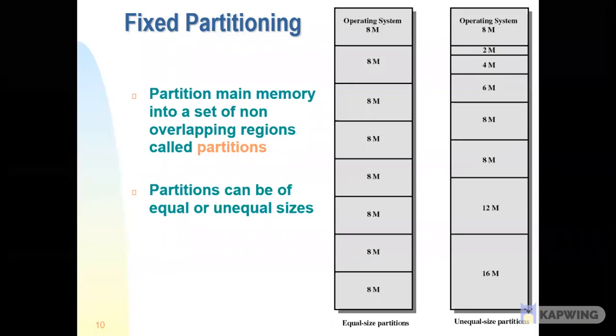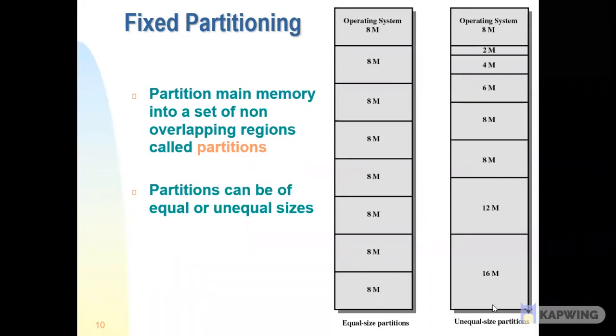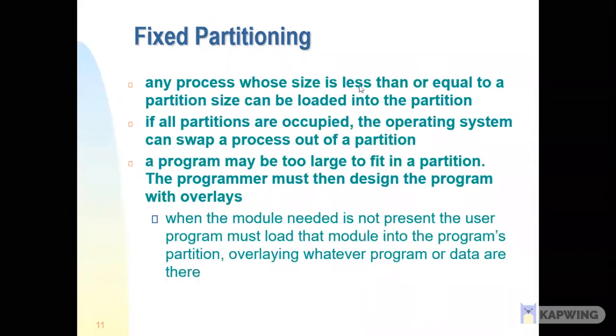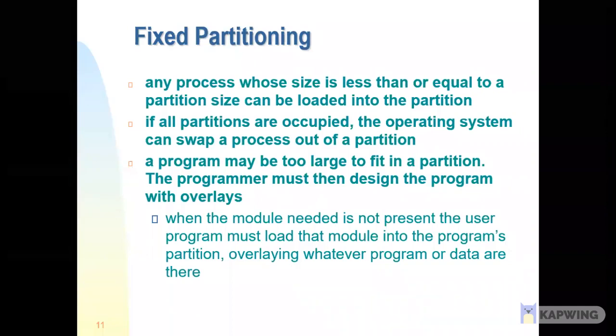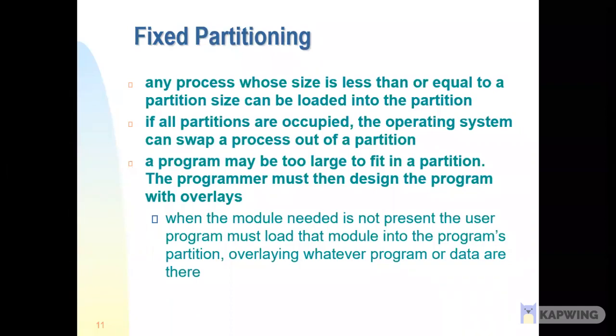So I've got the fixed partition, equal size partition. It may be the same size or it may be unequal size. So this is called a fixed partition. Any process whose size is less than or equal to the partition size can be loaded into that partition. If your process is 4 MB, then we can place it into the 4 MB. But if it is 3 MB, we cannot place it into the 3 MB, so we place it into the 4 MB. So there will be 1 MB wastage. If all partitions are occupied, the operating system can swap a process out of a partition.